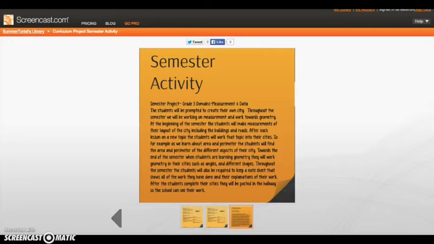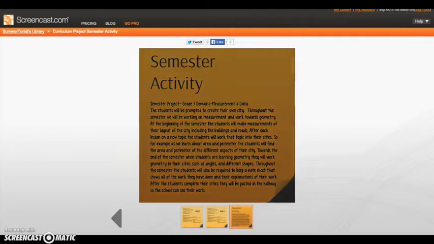So for example, as we learn about area and perimeter, the students will find the area and perimeter of the different aspects of their city. Towards the end of the semester, when students are learning geometry, they will work geometry in their cities, such as angles and different shapes. Throughout the semester, the students will also be required to keep a note sheet that shows all of the work they have done and their explanations of their work. After the students complete their cities, they will be posted in the hallway so the whole school can see their work.